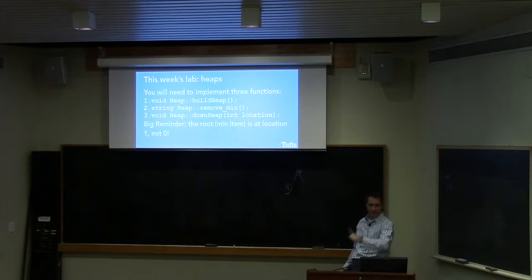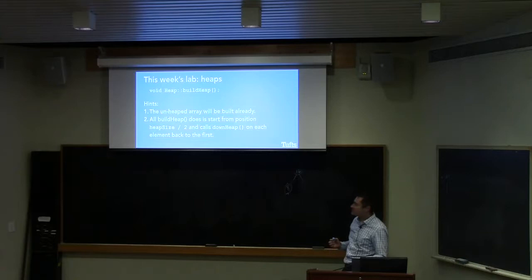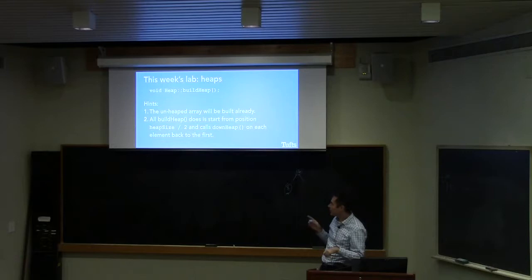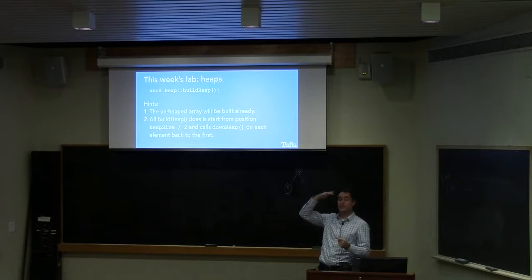All right, let's see. Build heap. The unheaped array, we're already going to give that to you. Build heap itself. Remember, this is not tricky, but smart to say, don't start all the way at the bottom and try to maneuver things around. Just go from the heap size divided by 2, down heap, go backwards, down heap, go backwards, down heap, all the way up to 1. That's how you do that. This is all in the pre-lab, by the way.